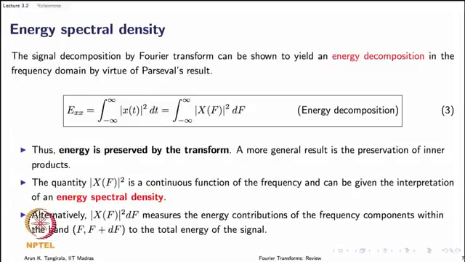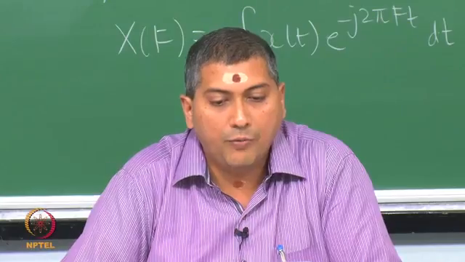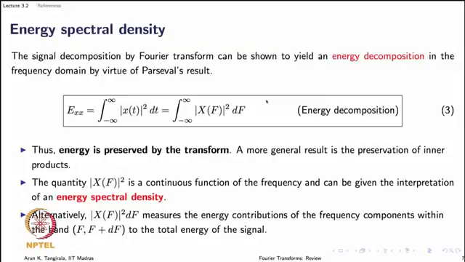Okay. So, now coming back to the practical part of the Fourier transform, we are interested in this energy spectral density. As I mentioned earlier, this result is again due to Parseval, where we say that the energy is preserved in both domains. That is, whether I evaluate the area under mod x of t square, or mod x of f square, I recover the energy of the signal. We call these energy preserving transforms and so on.